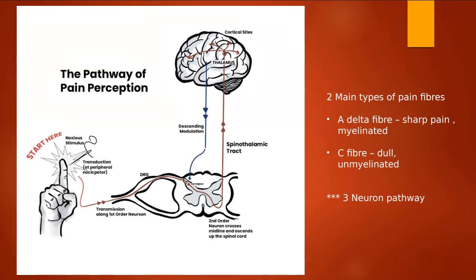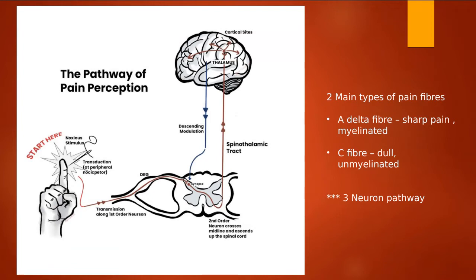So if you look at A delta fibers, they're myelinated, meaning that they're really quick, they're fast, so the pain signals are able to be transmitted at a very fast rate, and so they're very sharp, localized pain. Whereas with C fibers, they're represented as dull pain because those fibers are unmyelinated, meaning that the transmission of the pain signals will be quite slow and delayed.